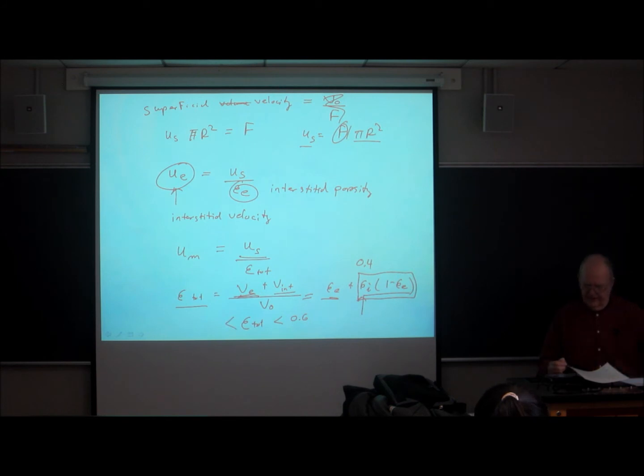And if we use epsilon E as the bottom end of that for a totally non-porous particle, then your total porosity is somewhere between 0.4 and 0.6. So it's not hard to estimate the dead volume of the column.